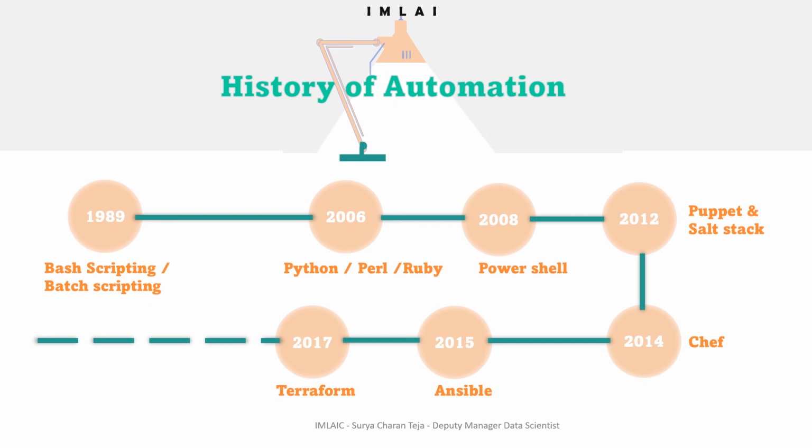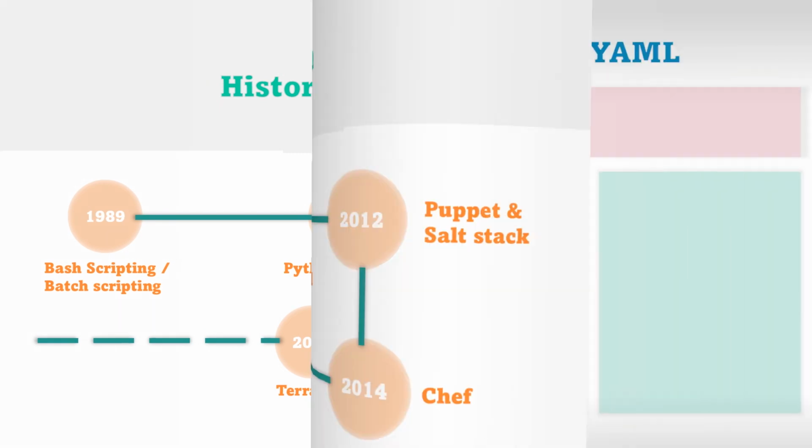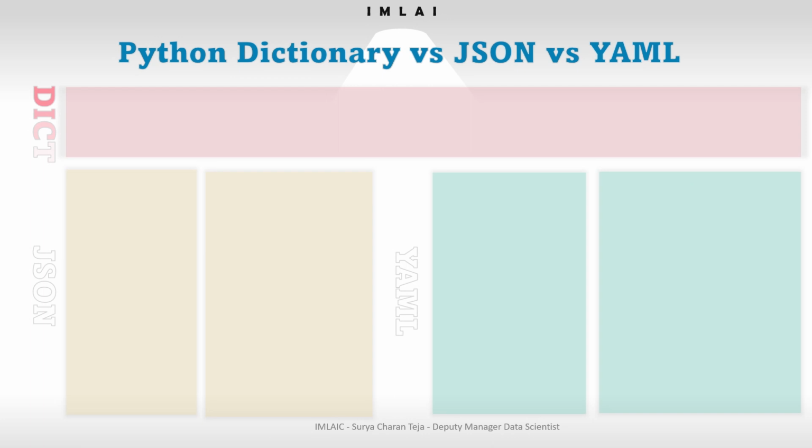So now let's see the difference between a Python dictionary, JSON, and YAML. As we all know, YAML is the format that we use to write our inventory files and playbooks for Ansible. So where has this YAML come from? What's the root of this YAML? That's where I want to give a clear-cut differentiation between a dictionary, JSON, and YAML.